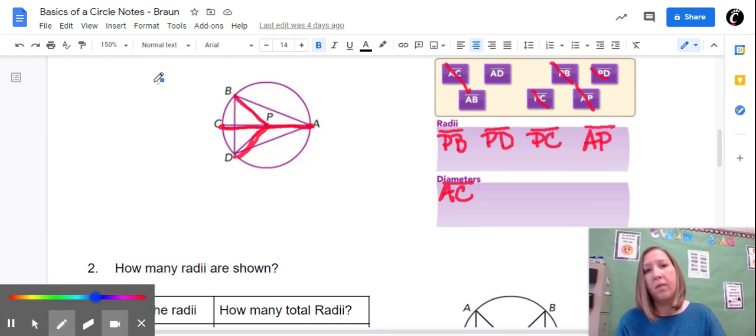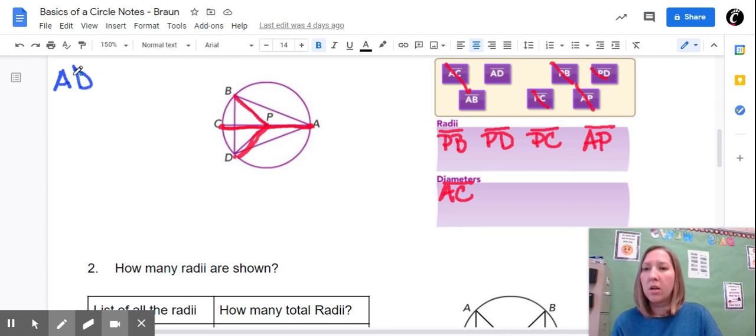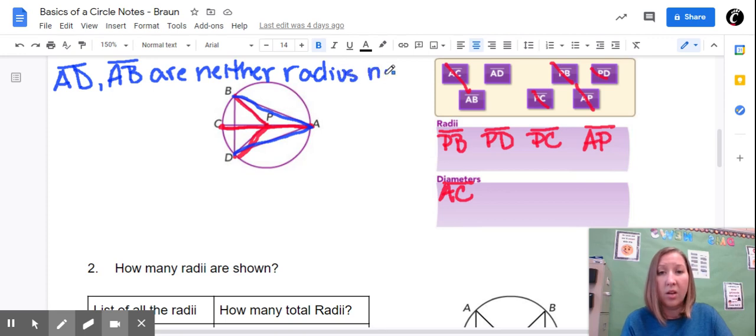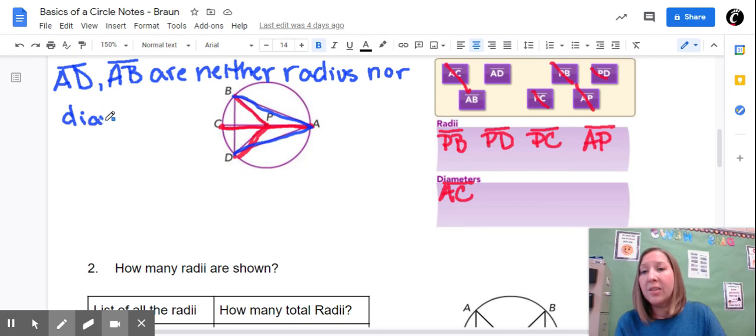We have AD and AB. So again, going from this point on the circle across my circle to point B, and from A down to D. They do cut through the circle, they just don't go through the center. So both of these we're going to say are neither radius or diameter. They are actually something called a chord, but I'm not going to make you write that out. They are neither radius nor diameter because they don't pass through the center.